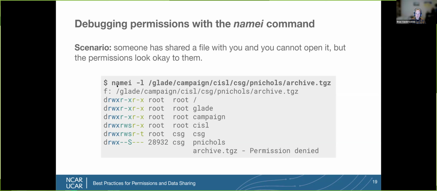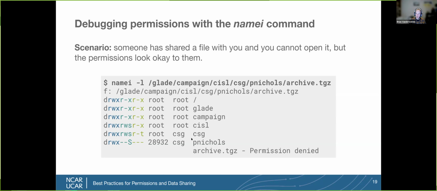So basically all you would do is run the command with a -L. There's different options for different types of outputs, but I find this -L output to be really nice. And then you specify the file. This can be useful if you have shared a file with someone, or they've shared a file with you, and they think that you should be able to open it, but you can't.